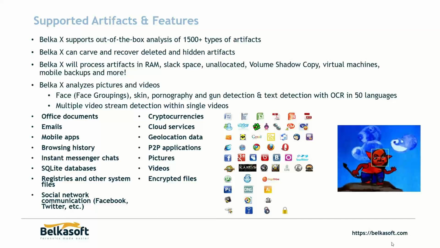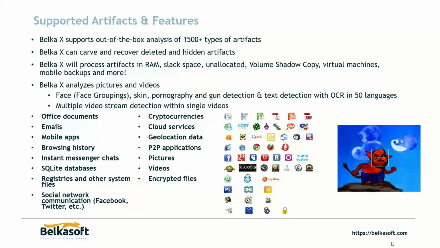When it comes to picture analysis, we have a few different options available. We have face detection, as you can see in the bottom right-hand screen here. You can also group those faces so that the same faces are compiled together into one folder, as opposed to being spread across all pictures identified with faces. Skin detection, where we can set sensitivity levels such as low, medium, or more false positives. Pornography detection, gun detection, and text detection.